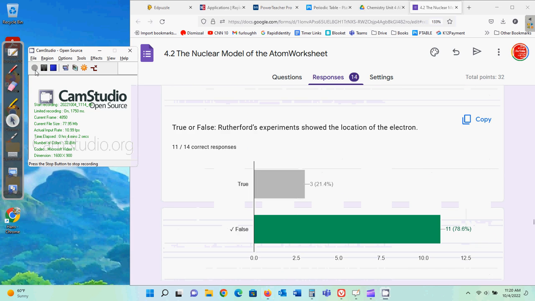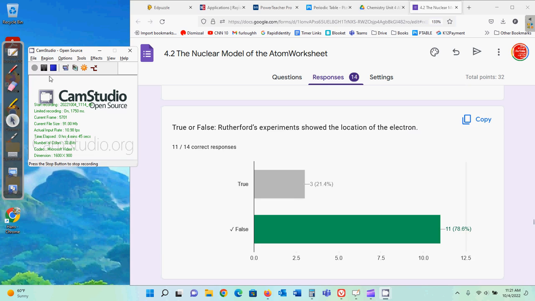All right, so Rutherford's experiment showed the location of the electron. That is false. Rutherford's experiment showed that there was a concentration of mass and positive charge at the center of the atom, and then the rest of the atom was mostly empty space. He knew the electrons had to be out there, but he didn't know how or where. He just knew they were outside the nucleus. Bohr's experiment showed the energy levels where the electrons are. Schrodinger added the mathematical aspect, and we got the electron cloud. But Rutherford showed the nucleus, not the electron.